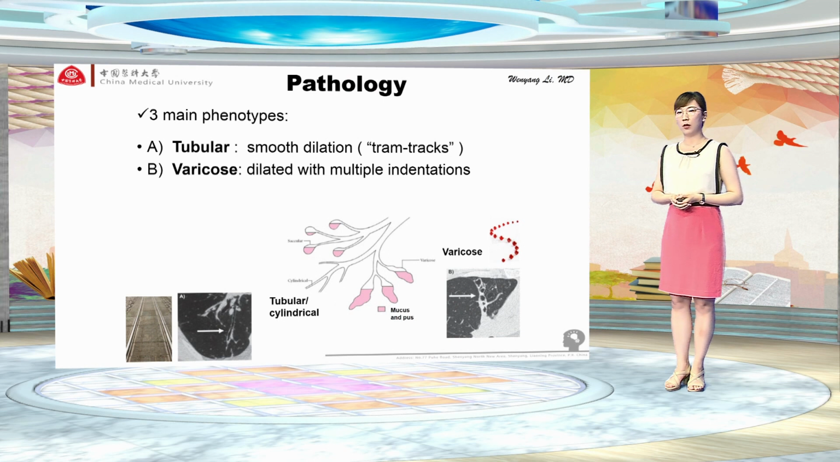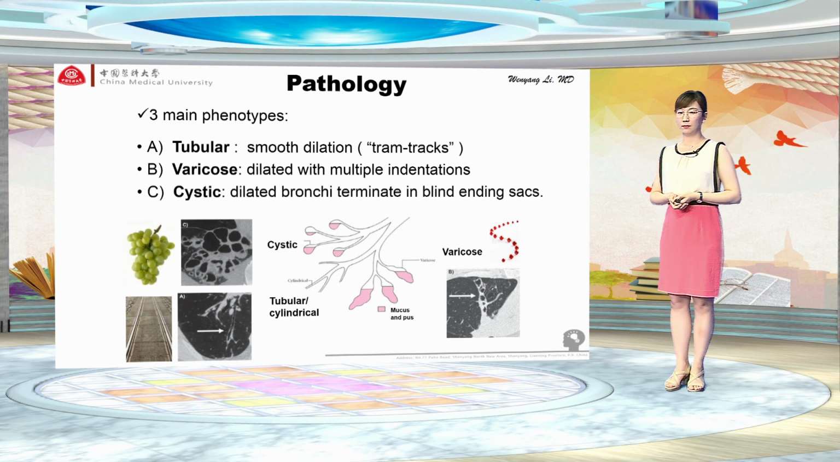The second one is called the varicose. From this picture, you can clearly see that the bronchi are dilated with multiple indentations, which looks like a string of beads, right? The third one is called cystic. The dilated bronchi terminate in blind-ending sacs, so it looks like grape-like clusters of thin, fragile sacs.